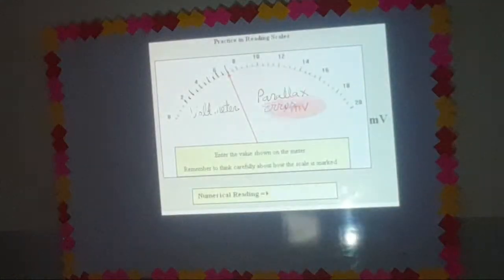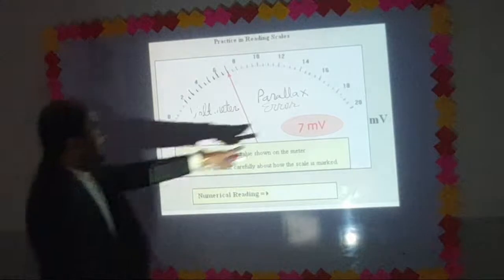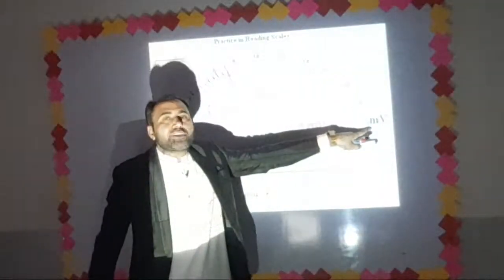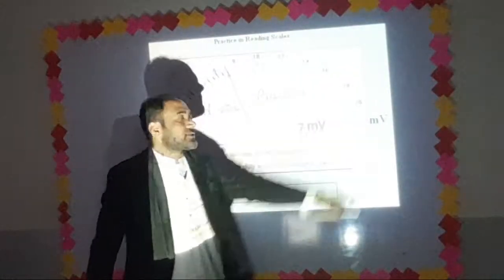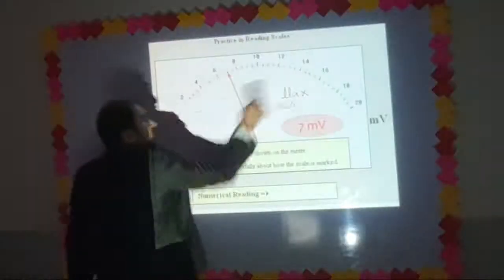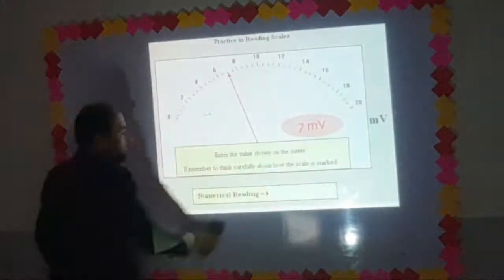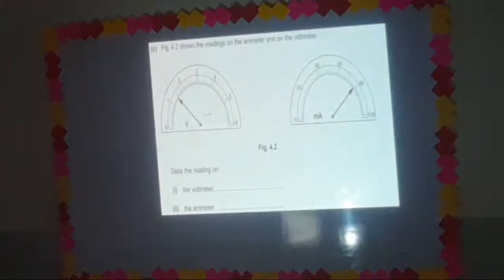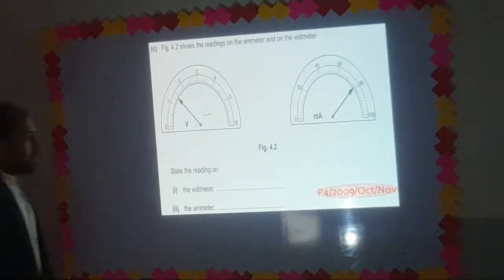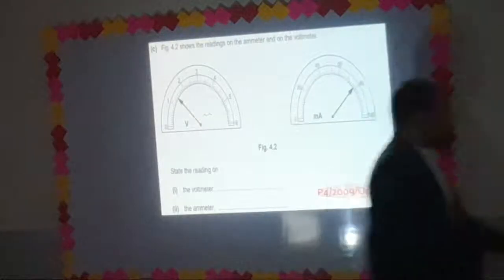So here in this case, the reading is 7 milliampere. It is important to write the unit as well, milliampere, because in calibration the unit was mentioned. So the next question again has been taken from your past papers, P4 2009, October, November. This is a question from P4.